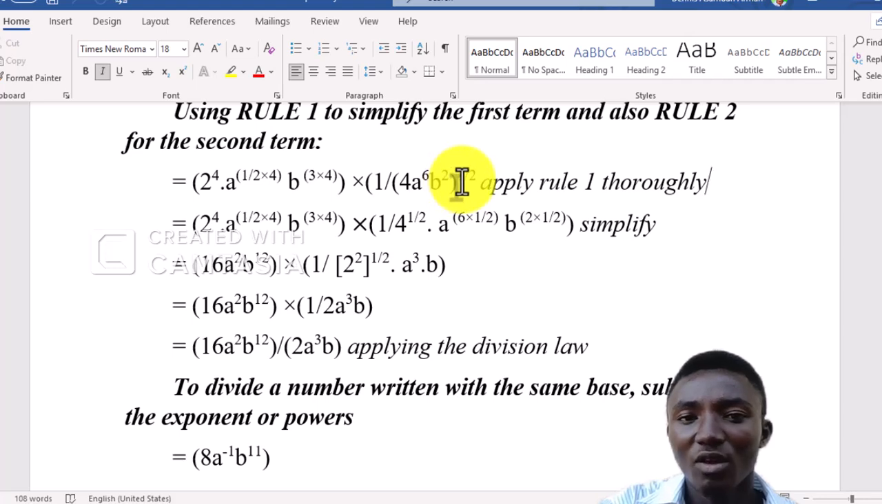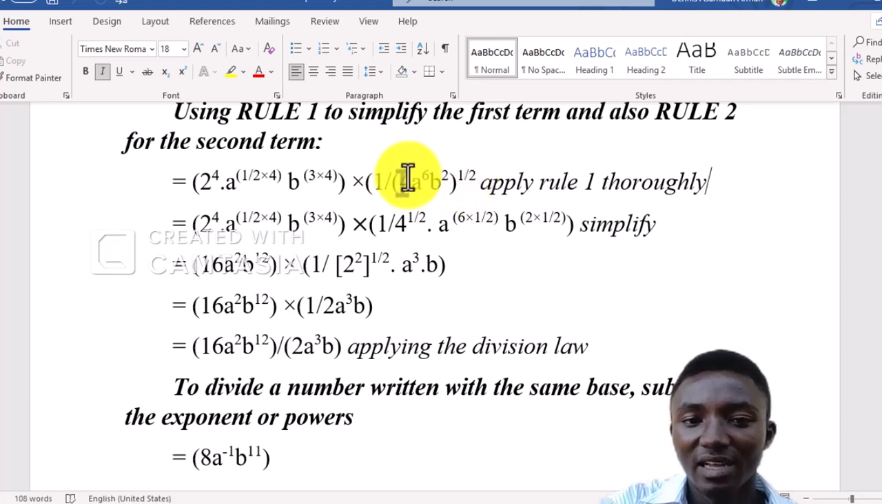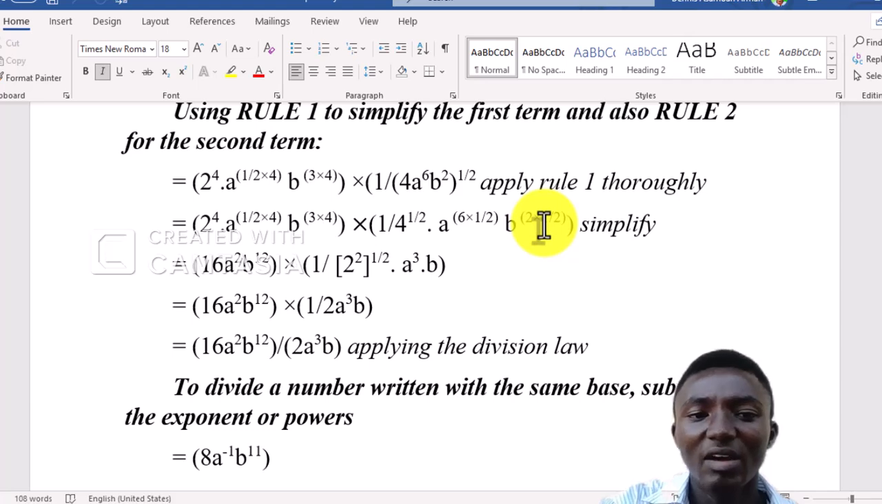Don't forget this expression. Now we are coming to apply the first rule again to this second expression. It will multiply the 4. Don't forget that in indices, this constant figure has a power of 1 here. So it becomes half times 1. So it becomes like this: 4 raised to the power half, dot, multiply by the expression a raised to the power 6 times half, like this. Then we have the constant b also there, so b raised to the power 2 times the half. And I'm sure by now you understand.